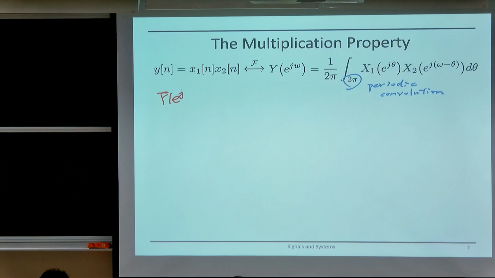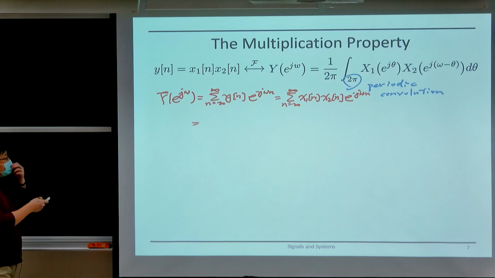Suppose you just start out by writing the formula for the Fourier transform. So this Y spectrum should be equal to the summation of y[n] e to the minus j omega n, from minus infinity to infinity. And y[n] is the multiplication of x1[n] and x2[n]. So if you replace with that, you get the summation of x1[n] times x2[n] e to the minus j omega n, from minus infinity to infinity.